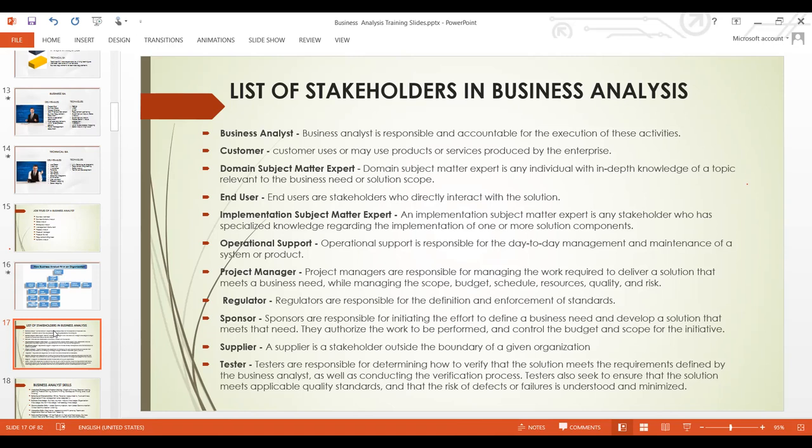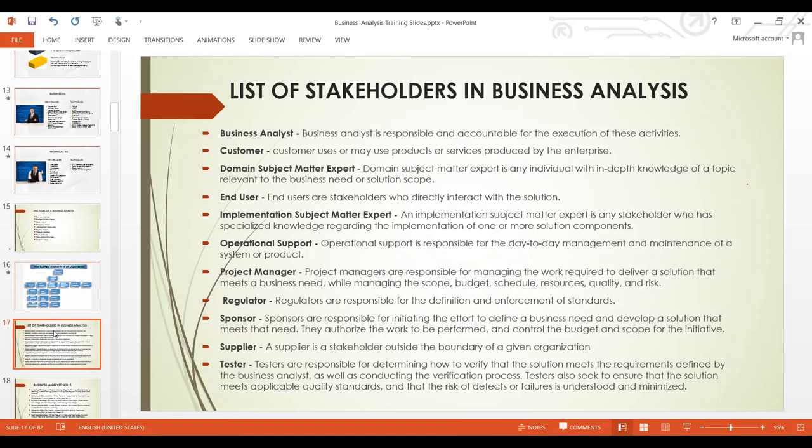Then other stakeholders are operational support. Operational support is responsible for the day-to-day management and maintenance of the system or product. So they are the operational support within the organization. So any of all these people that are within the day-to-day management within the organization, you need to work with them as well if you're implementing a solution or working on a project like that.